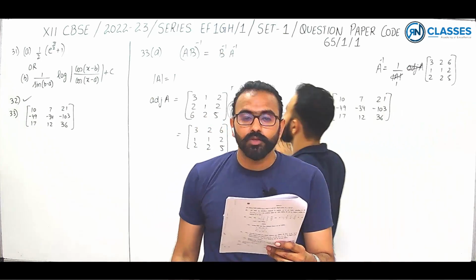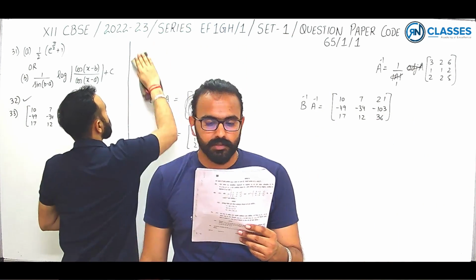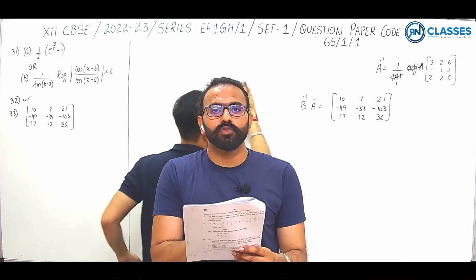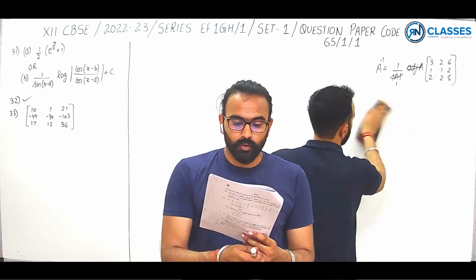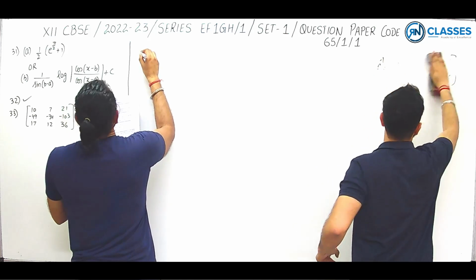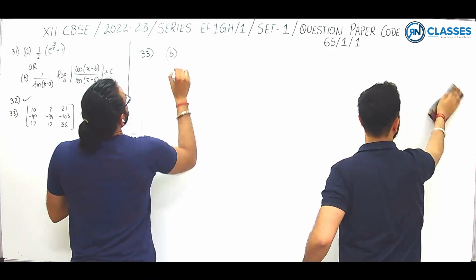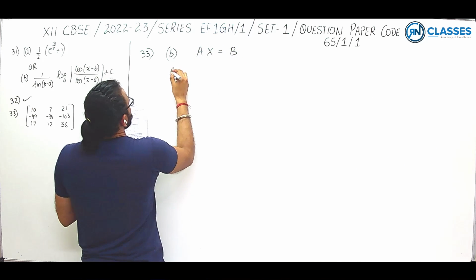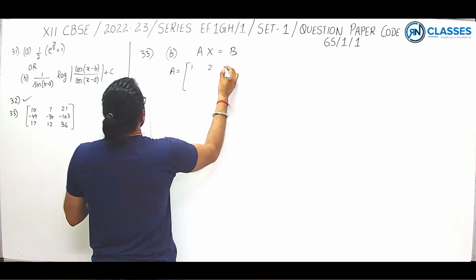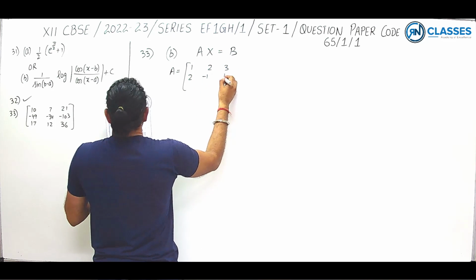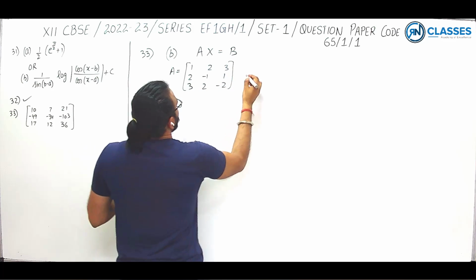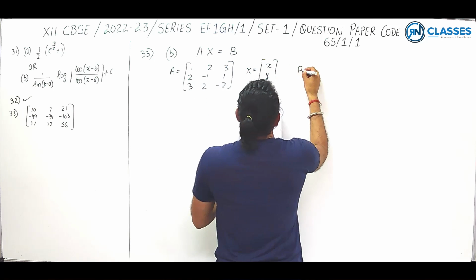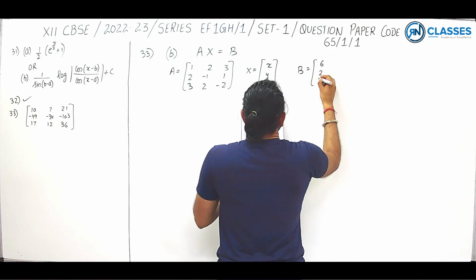So part B is solve the following system of equations by matrix method, and the equations are given. They are 3 equations in 3 variables. So first of all we will write it using the matrix equation, that is A into X equals B, where matrix A is the matrix of coefficients, that is 1 2 3, 2 minus 1 1, 3 2 and minus 2, and matrix X is the matrix of variables, that is X Y and Z, and matrix B is the matrix of constants, that is 6 2 and 3.